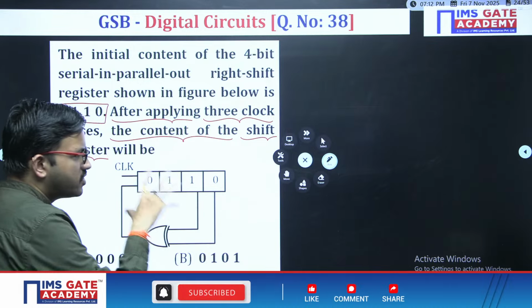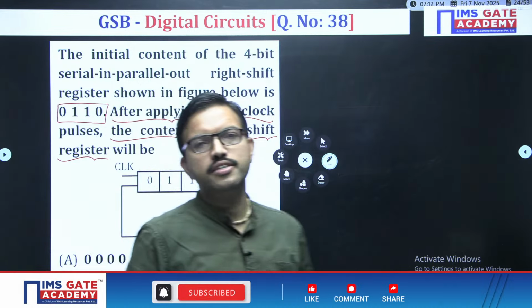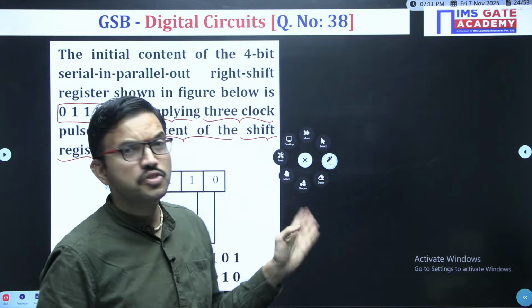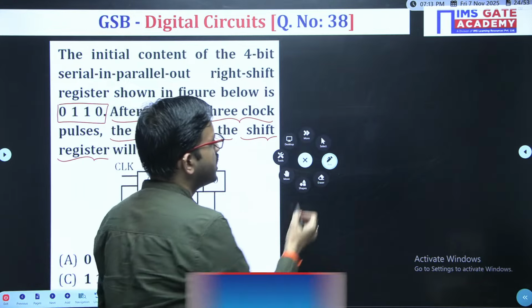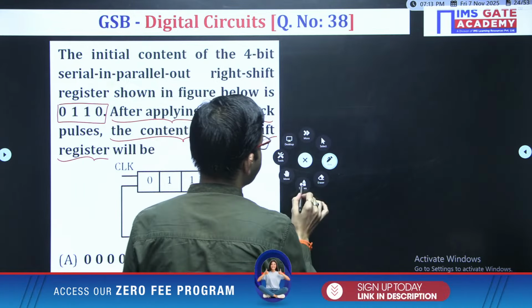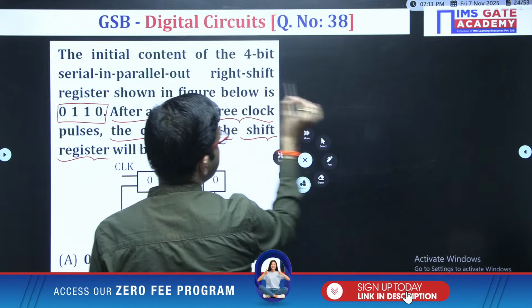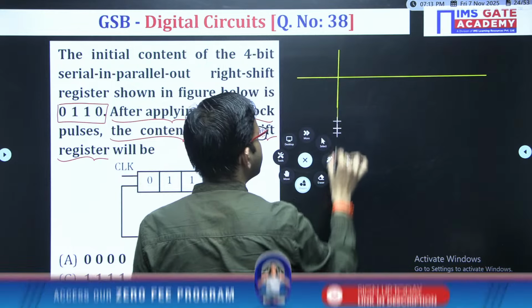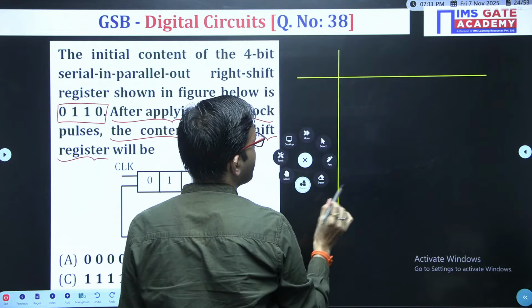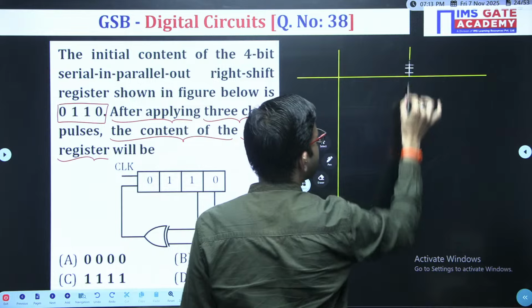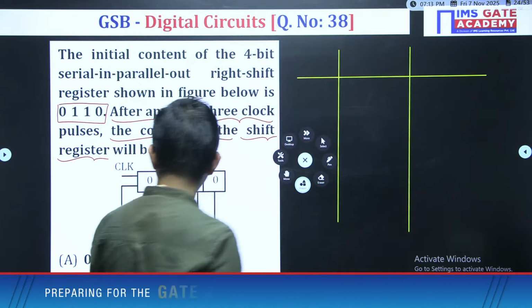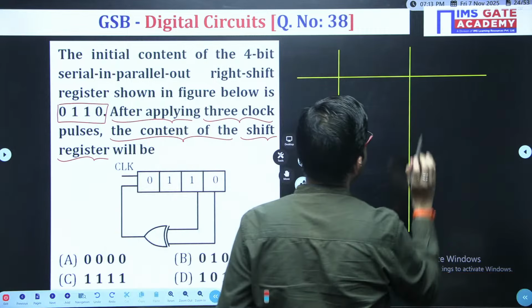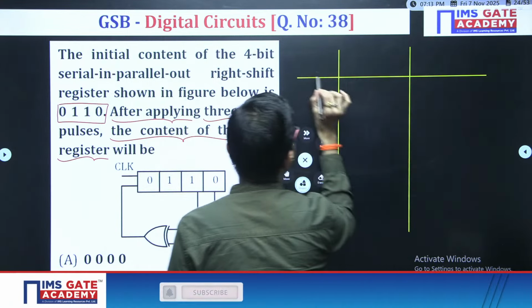With the help of this question, you are getting a second method. With this method, you can solve some questions of sequential circuits. That is the tabular form method. Here the first column will be the clock pulse, and the second column the serial input. After that, we consider the 4 output lines.